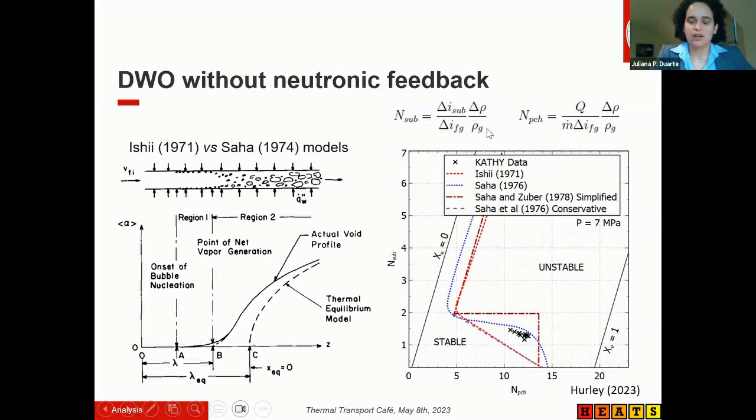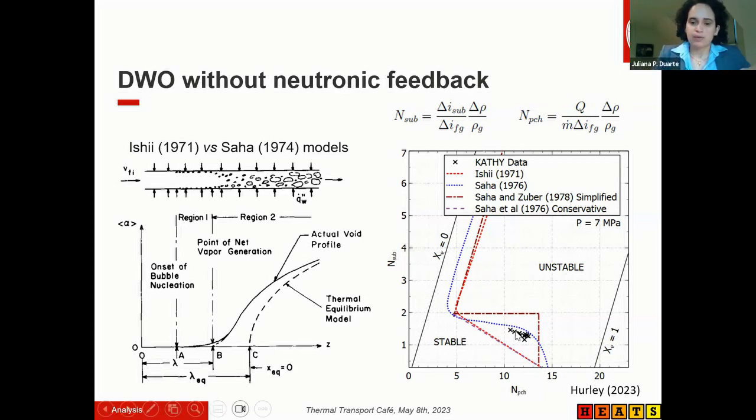Another characteristic of the CAT data, the data that we are analyzing, which is very unique, is that we are working with very low subcooling numbers compared to existing data in the literature. So this data is unique because it's a full rod bundle at boiling water reactor conditions, and also at very low subcooling number, which is a region where you can see these models have a larger uncertainty.